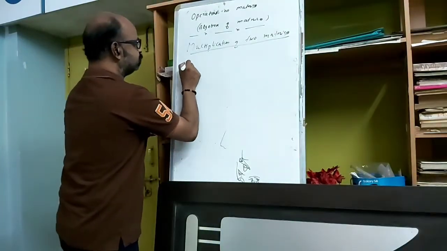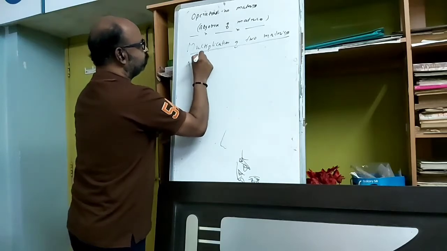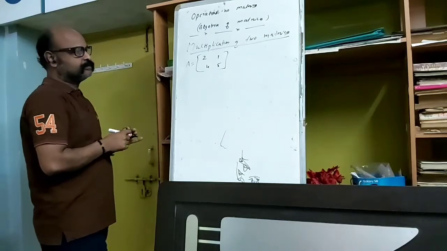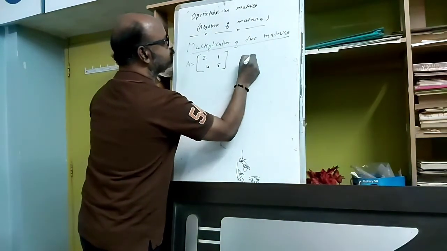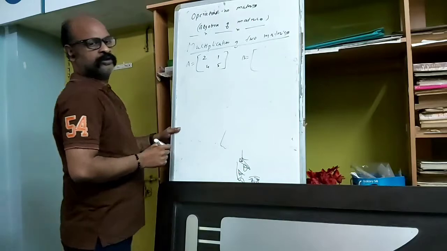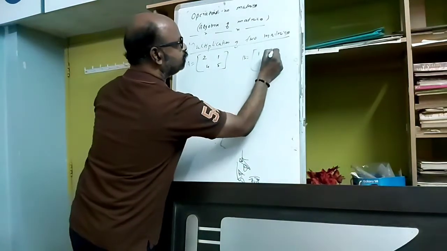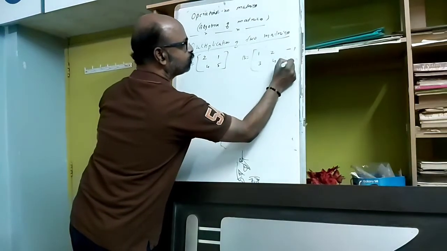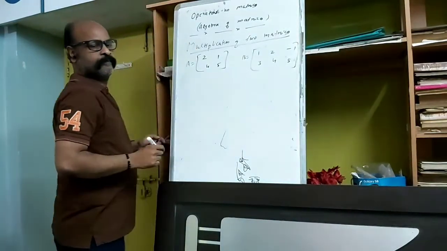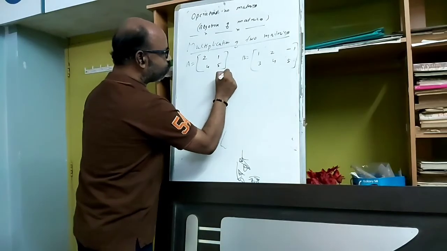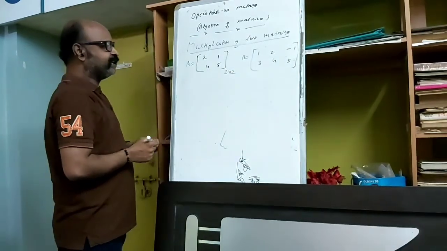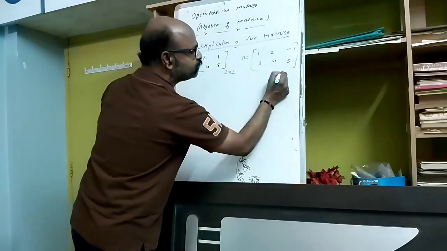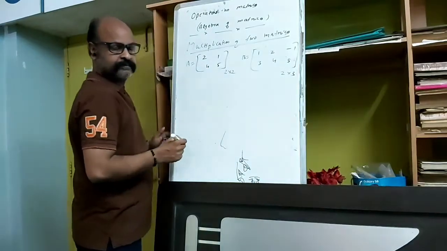We consider A equal to the matrix 2, 1, 4, 5, and B equal to the matrix 1, 2, minus 1, 3, 4, 5. A is a matrix of order 2 by 2, otherwise A is a square matrix of order 2, and B is a matrix of order 2 by 3.